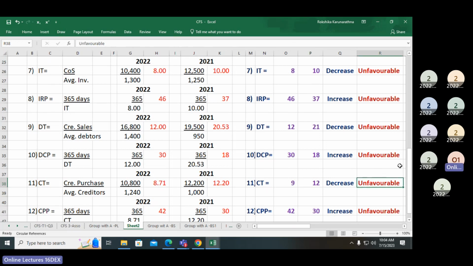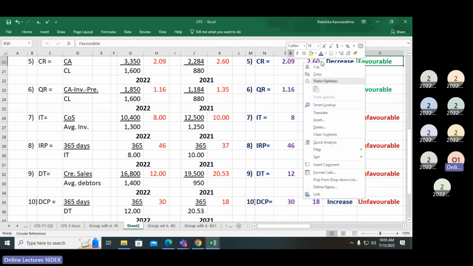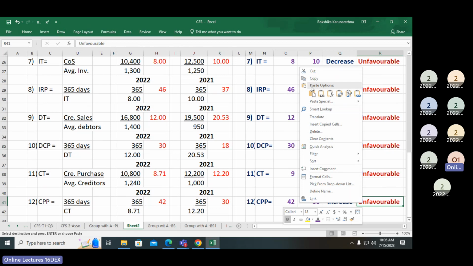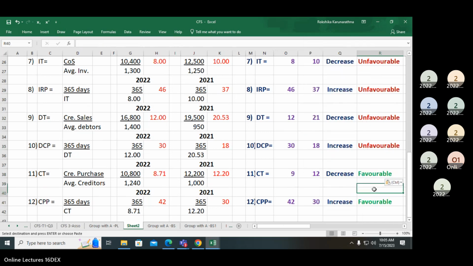Now this decrease is favorable because creditors payment period increase is favorable. Creditors turnover decrease means creditors payment period increase, so we can take longer credit period from our suppliers. So that is favorable.